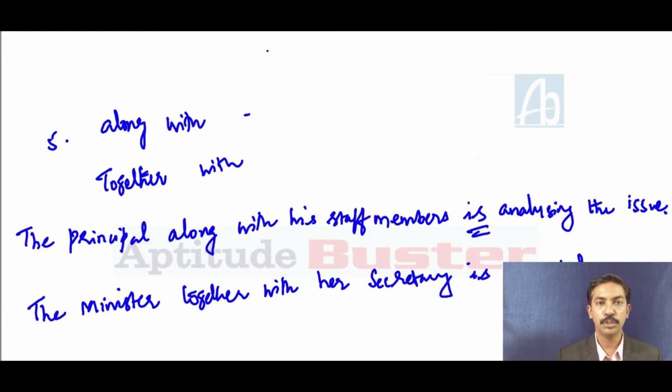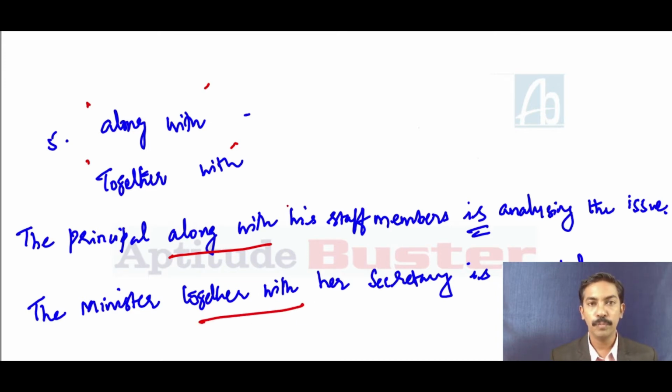Next logic. Now look at these two phrases: along with, together with. When these two phrases are attached to the subject segment like this, the principal along with staff members, the minister together with the secretary. Instead of the word and, had it been the principal and his staff members, this is the usual way of writing it, we would use a plural verb. Instead of linking these two nouns using and, if the given sentence links these two nouns, principal and staff members, using along with, then the sentence should take a singular verb.